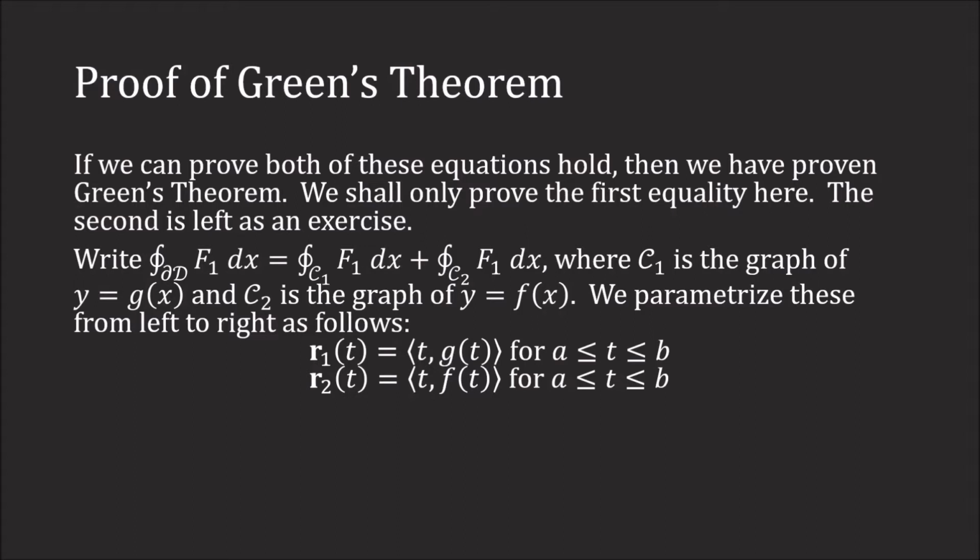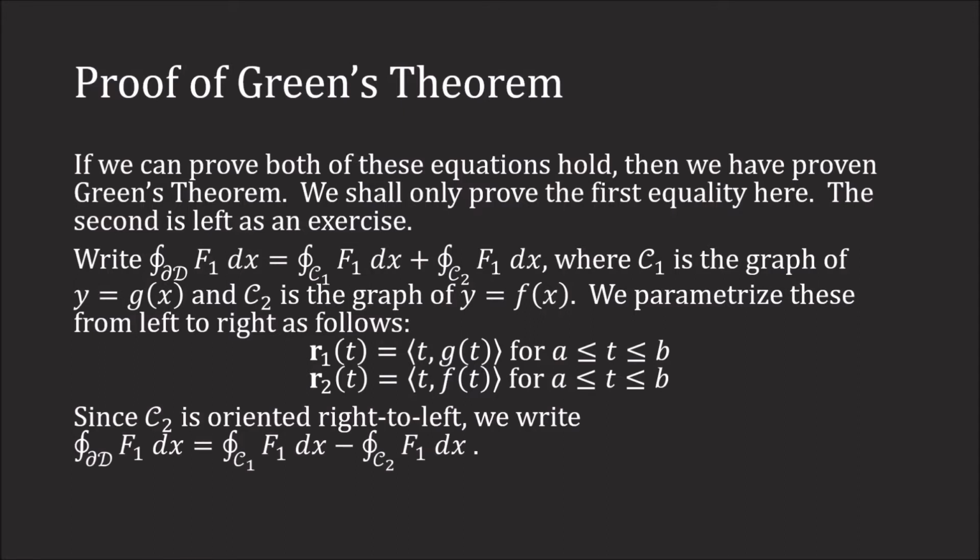However, using this, C2 will be oriented left to right, which is not the correct orientation. We need it to be oriented right to left. So to do that, we just write that circulation as negative to flip the orientation. So we now write that the circulation along the boundary of D of F1 is the circulation along C1 of F1 minus the circulation along C2 of F1.